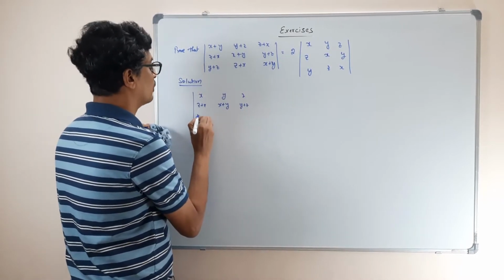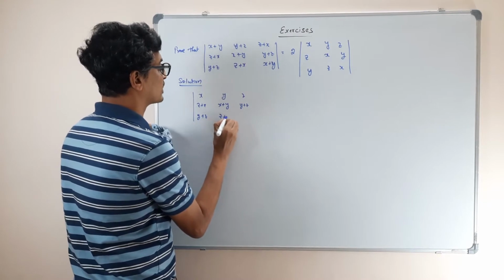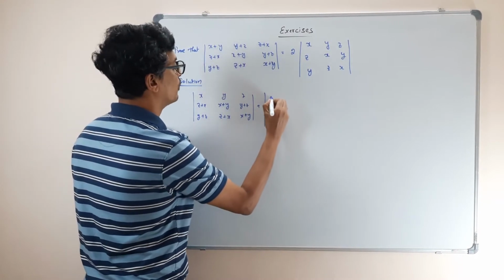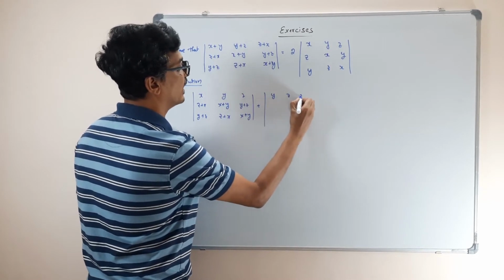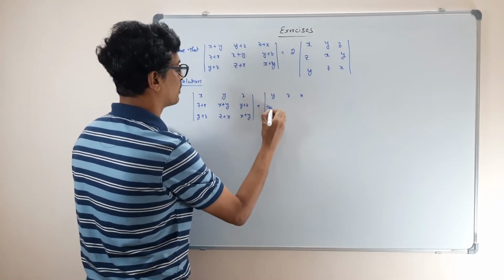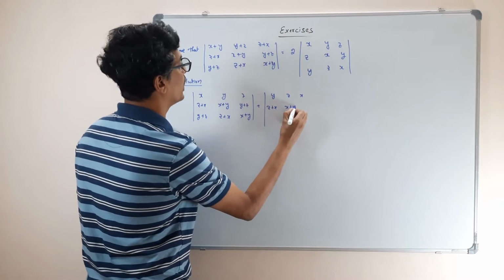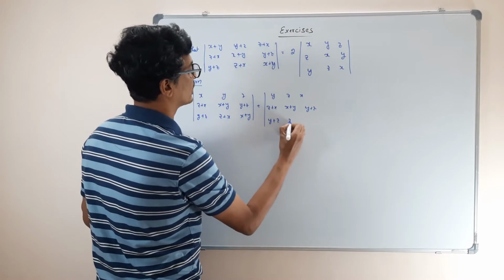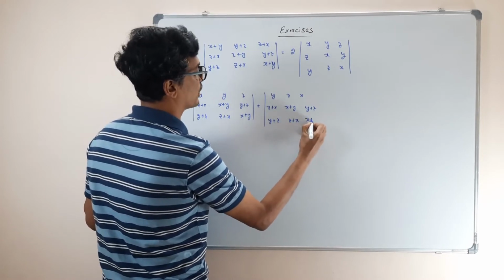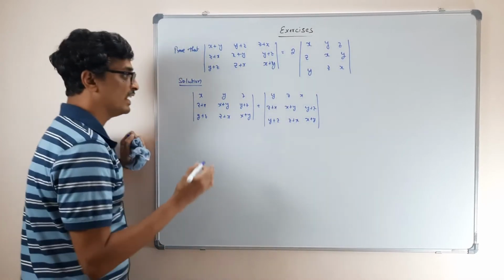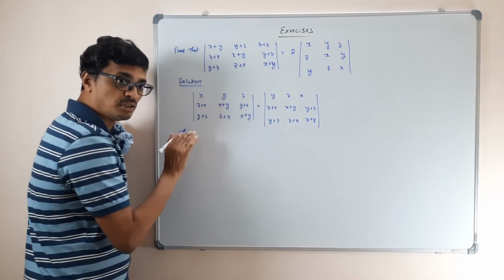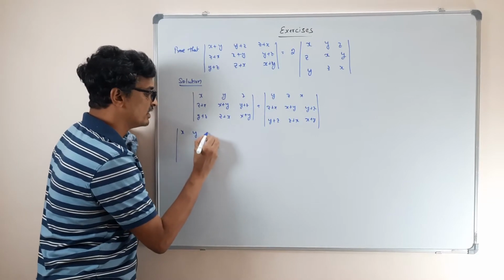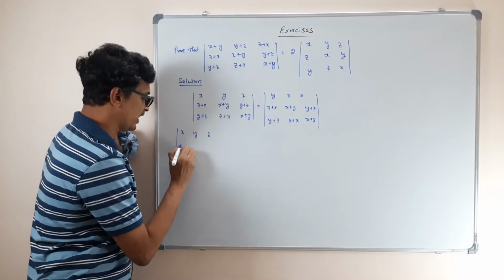And then y plus z, z plus x, x plus y, then plus y, z, x, correct? Again the same thing, z plus x, x plus y, y plus z, then y plus z, z plus x, x plus y, and then again you can break these two also. So this will become what? X, y, z, z, x, y, correct?